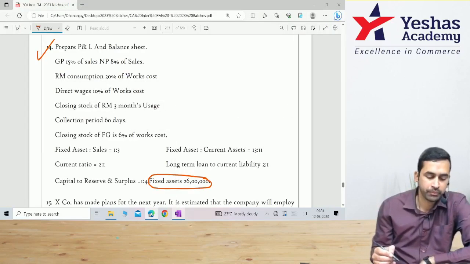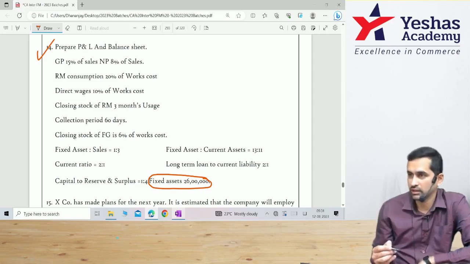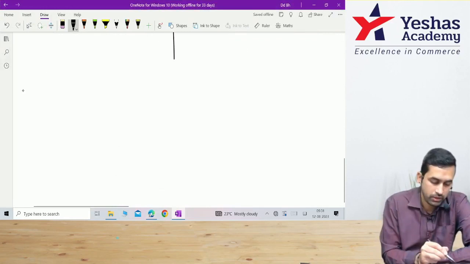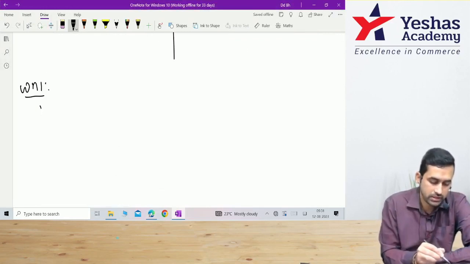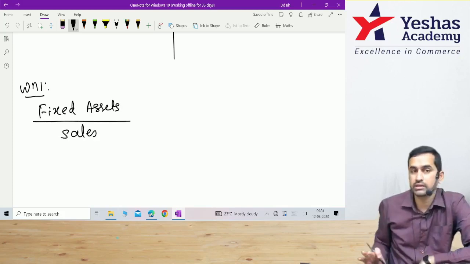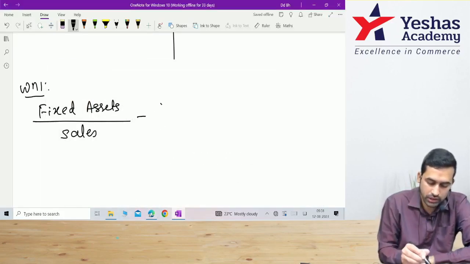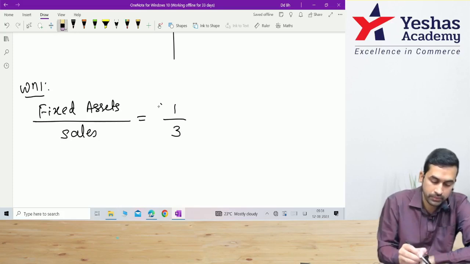Now I'll go back to the question, start from the beginning and start filling item by item. If I go back here, GP, NP I can't do, RM consumption, direct wages, closing stock, collection period, for all of this I need sales and cost details. Closing stock, fixed asset is to sales is 1:3. That means my working note 1 will be to find out sales. Fixed asset is to sales, so I can do fixed asset by sales, and ratio is 1:3. That means this is 1/3.